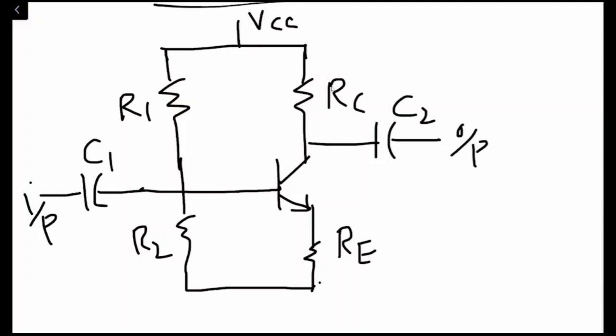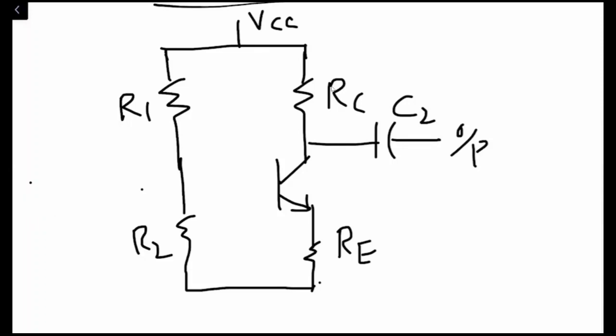Now, as you know, we are doing the DC analysis of the circuits. So this means that for DC analysis, the capacitor C1 and C2, they will be taken off. And once they are taken off, we are left with a circuit which is something like this.